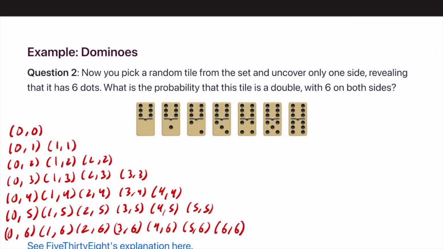Okay, question 2. So we now pick a random tile from the set and uncover only one side. So we have a tile, and we have some number here, but we cover up this side. So this is our big unknown.